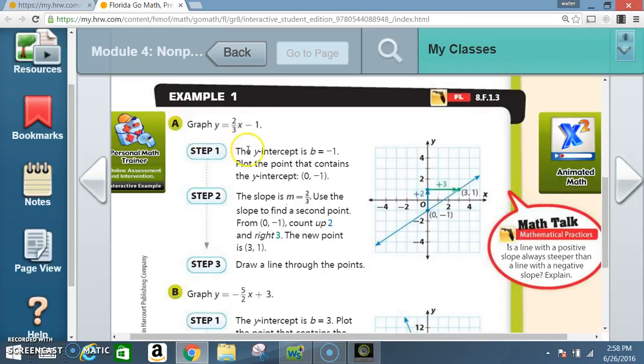Step 1. The y-intercept is b is equal to -1. So plot the point that contains the y-intercept, 0, -1. That means x is 0 when y is -1.